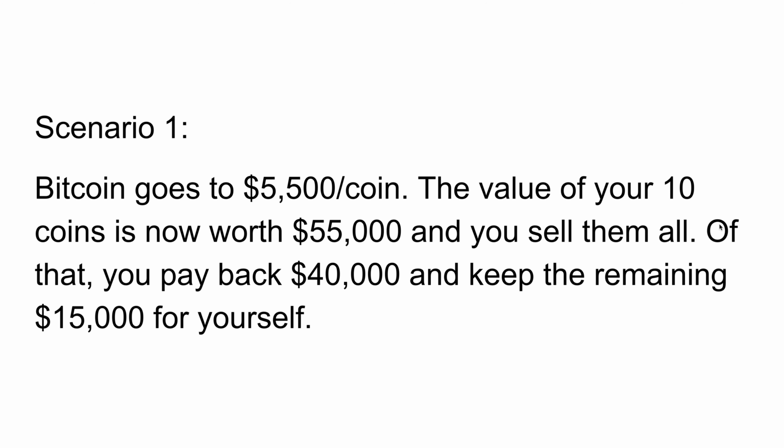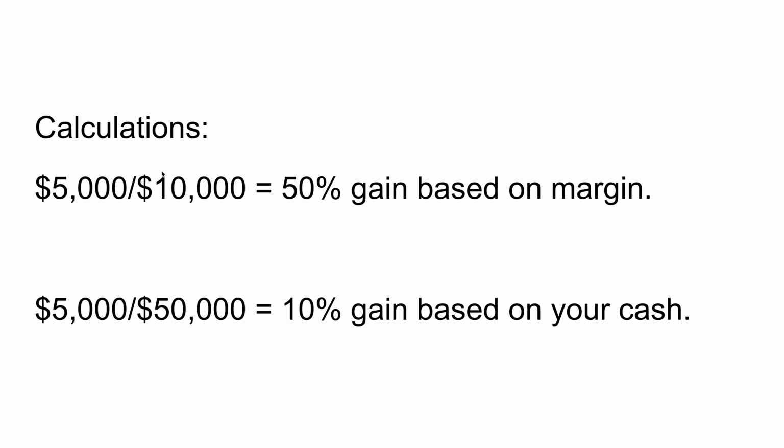I'm going to sell them all, and basically of that 55,000 that you've just sold, you pay back the 40,000 that you owe, and then you keep the remaining 15,000 for yourself, right? Because if you take 55,000, you pay back 40, you have 15,000 remaining. And let's take a look at the math on that. So basically, you've just made $5,000 off of the 10,000, right?